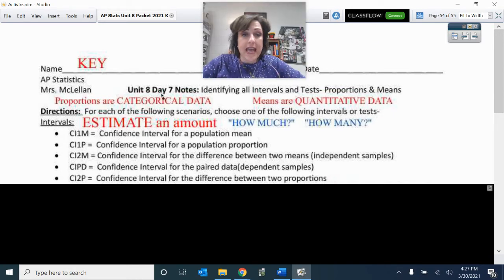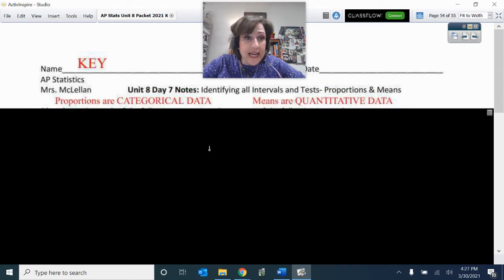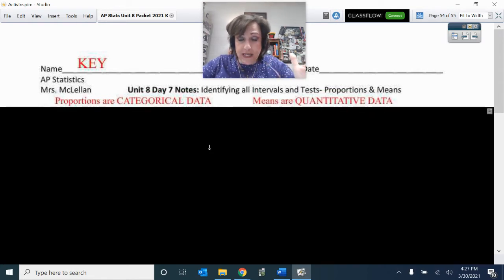Then we have to be able to identify, is this a confidence interval or a test? Without the problem saying something such as create a 95% confidence interval, it's just going to ask you a question and you're going to have to decide, is an interval what I need to do for that, or is a test what I need to do for that? So here we go. First and foremost, let's talk about categorical data, proportions versus means. Our unit 7 was proportions, our unit 8 is means.